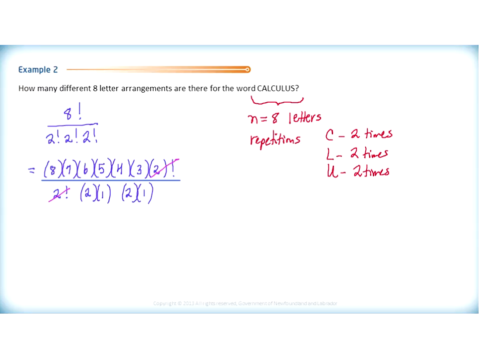Then when you calculate this, using your calculator of course, you will get the product of 8 times 7 times 6 times 5 times 4 times 3 is 20,160. Divided by 2 times 2, which is equal to 4. So in this example, we have 5,040 different arrangements. So 5,040 represents the number of arrangements when 3 letters are each repeated twice.